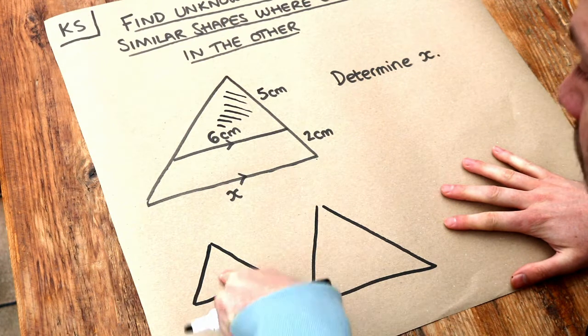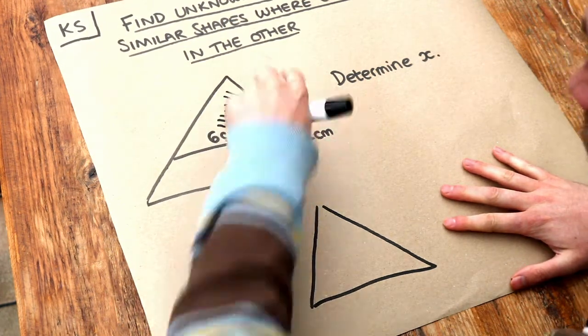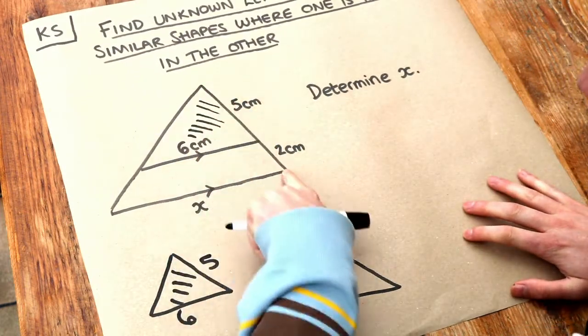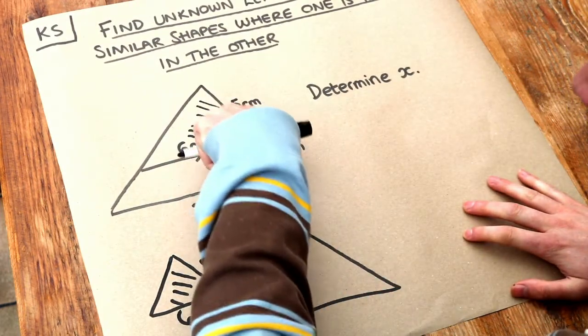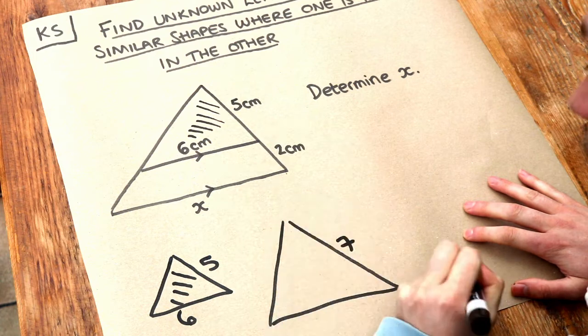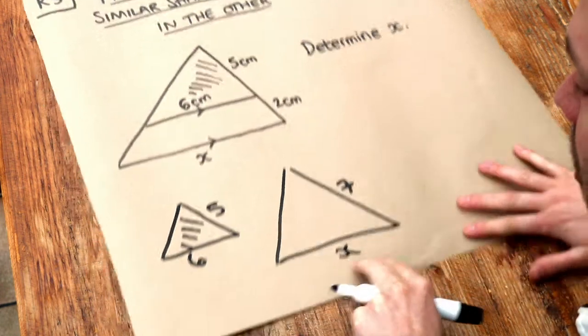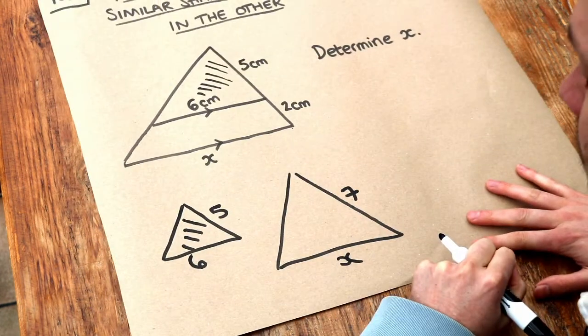We can see on this smaller triangle, this shaded one here, that length's 5 and the bottom length 6. And on this bigger triangle, that right length here is 7, that is the 5 plus the 2. And then we've got the x at the bottom. So now we can just use these two triangles to make our calculation.